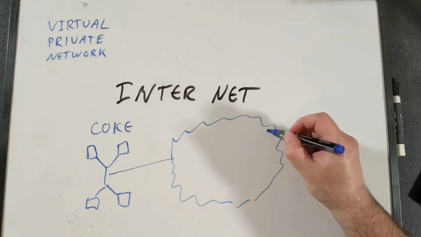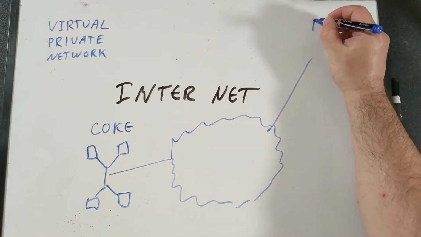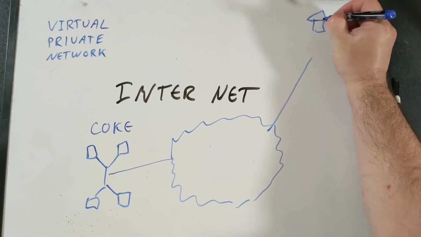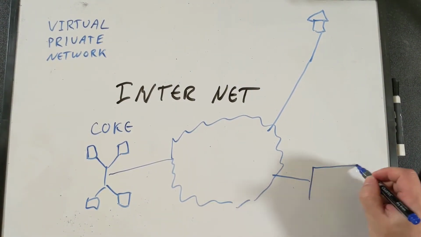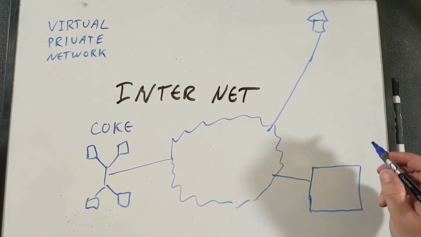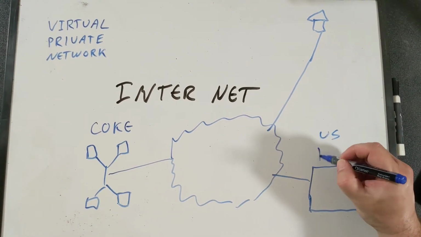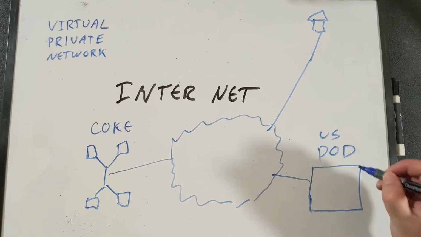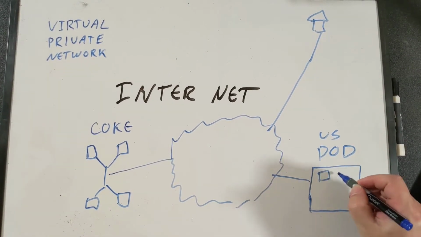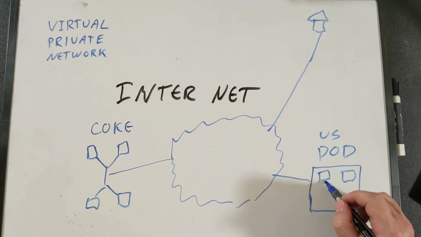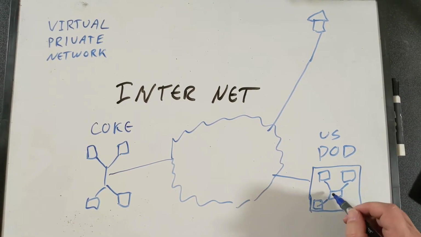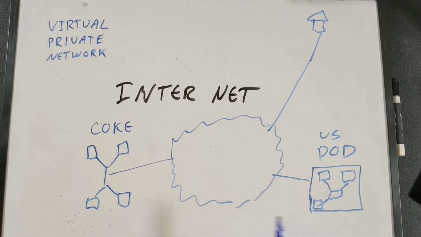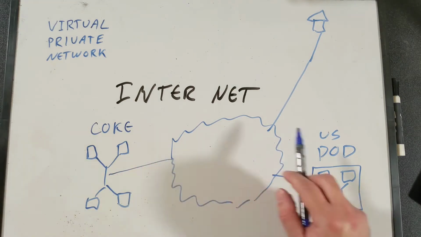Then we have home networks over here, someone's house, and then the internet also connects the US Department of Defense, and they have a bunch of computers connected over here, all together in some network. And so we have multiple little networks connected together into the global internet.